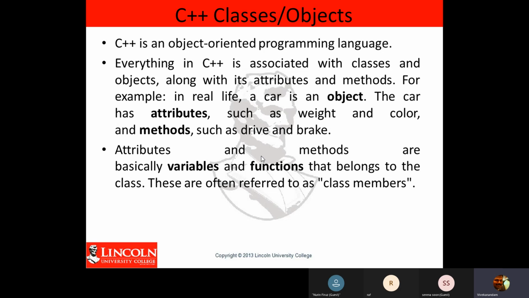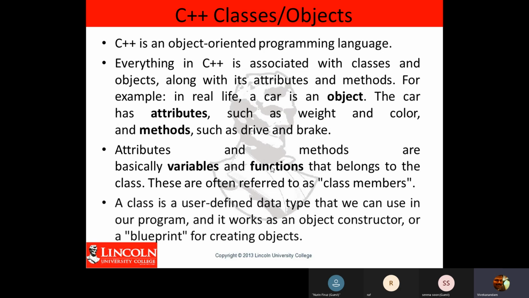In a C++ program, the attributes we call variables, and methods we call functions. I'll show you how to write the program for how to use the variables and functions that belong to the class. They are often referred to as class members. So all things we call class members. The class is a user-defined data type. We can use it in our program.